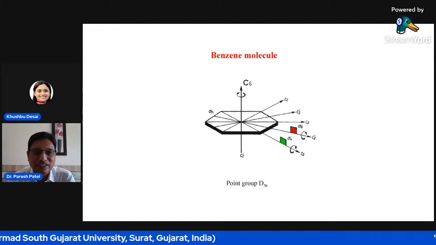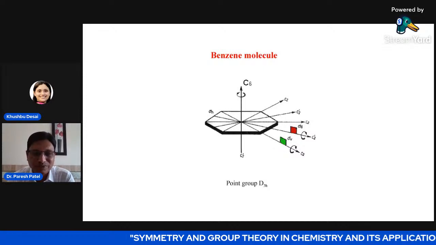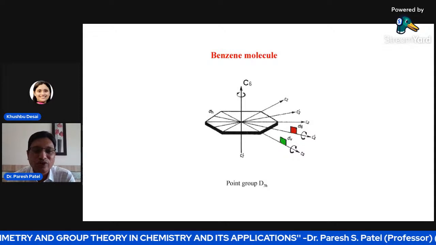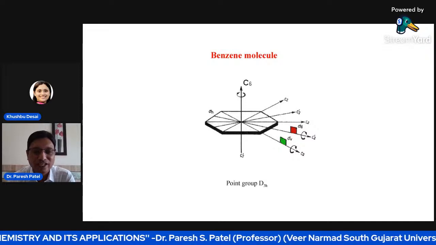Then yes, C6 is the main principal axis, and here C6 is perpendicular to 6 C2s, means we have to go for the Dnh option. And the order of axis in case of the benzene molecule is equal to 6. So we can assign D6h point group to the benzene molecule. Next one, please.